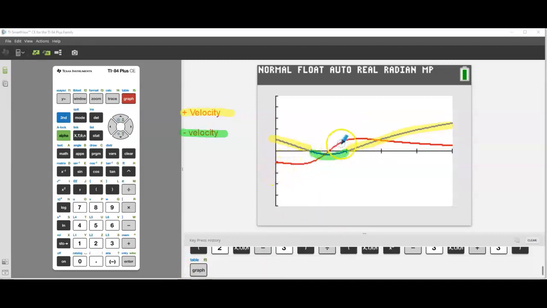Now the red line is my acceleration function. And in the same way, the acceleration is going to be negative anytime it's below the x-axis. And it's going to be positive anytime it's above the x-axis.